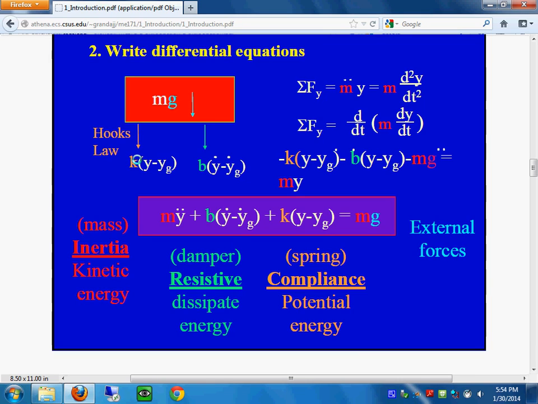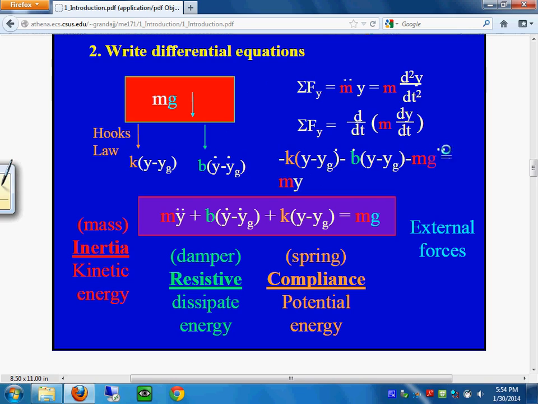So if we apply Newton's second law of motion, and you have the summation of the forces equals mass times acceleration, then you're going to come to this equation: minus this force, because it's down, minus this one, minus that one, equals mass times acceleration.